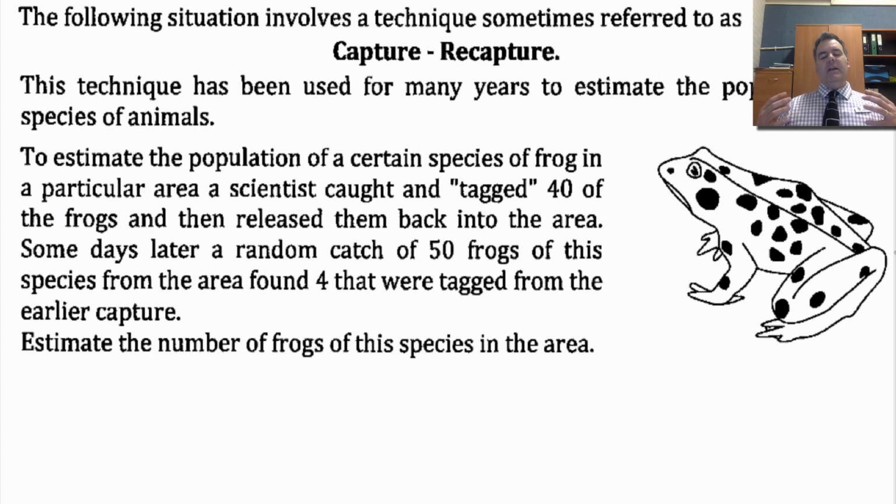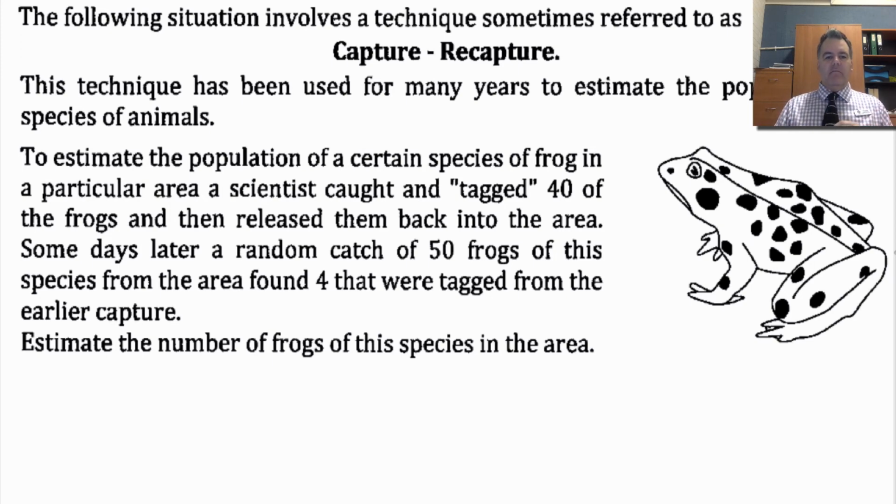I want to talk about a really common method of doing sampling here. It's called the Recapture technique. So we use this all the time to estimate populations of animals in a certain area. We do it with sharks, we do it with all kinds of animals. So the way that we do it is we catch a certain number of, in this case it's frogs, and we've tagged 40 of them and release them back into the area.